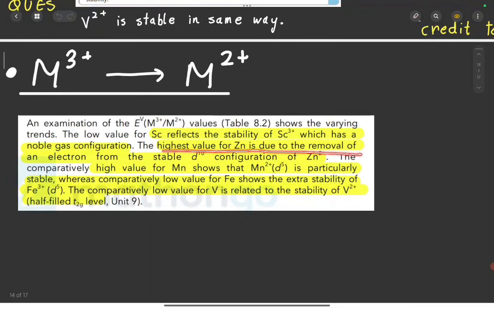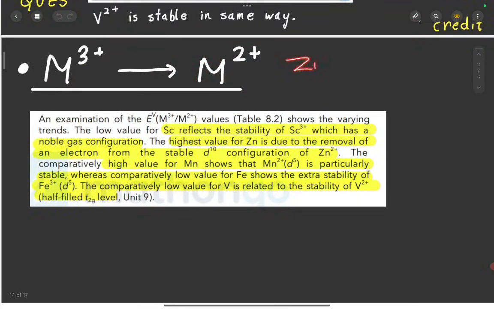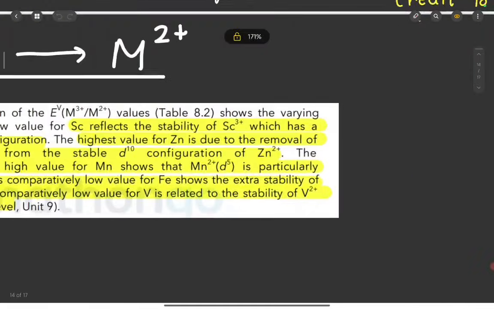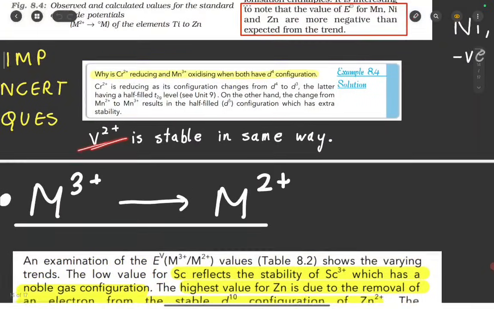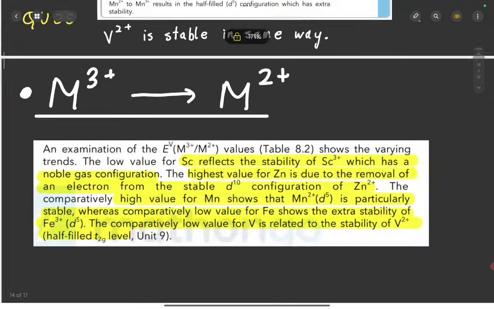Now the high value for zinc is due to removal of an electron, and we know that zinc 2 plus is very stable. So somehow if you make zinc 3 plus, it is going to come running towards the right side, because zinc 2 plus is the most stable oxidation state of zinc. You will never find zinc making 3 plus. No, that is blasphemy. And the high value for manganese shows that manganese 2 plus is stable, while manganese 3 plus is not stable. Basically, it all relates to those half-filled, full-filled things only. Okay. And as I told you, V2 plus is also an exception. So the comparatively low value for V is related to the stability of V2 plus, half-filled t2g.